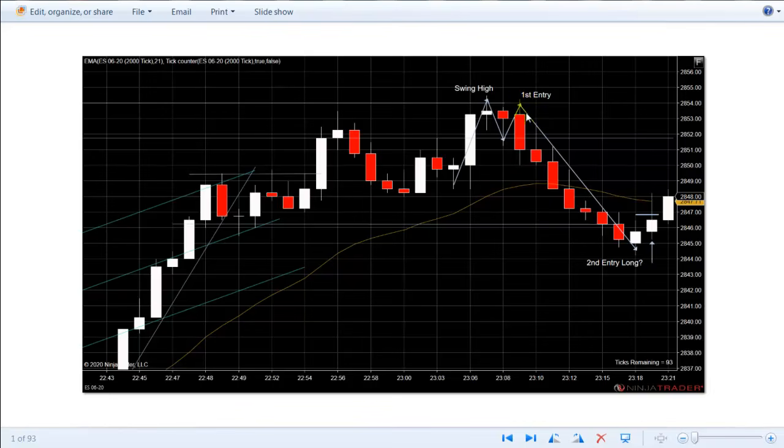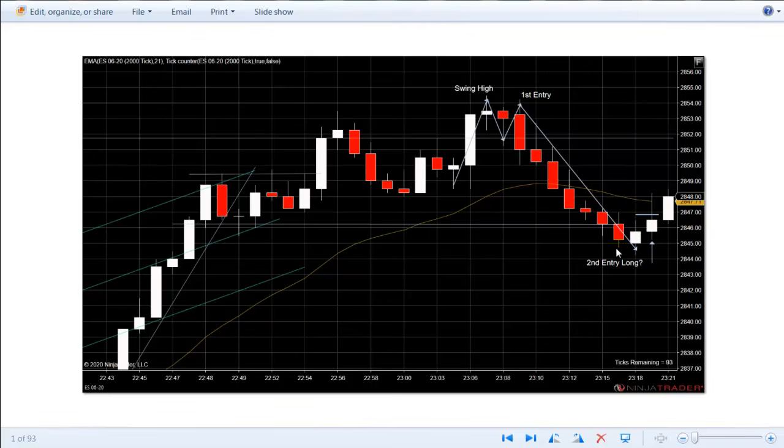Notice he's got a swing high and you get a break here, so a first entry, then you move all the way down here and you get a second entry long right there when it broke above that bar. So yes, that is a second entry long. He didn't have this white. Yeah, I guess he did put that on there. He's just showing the swings there really.